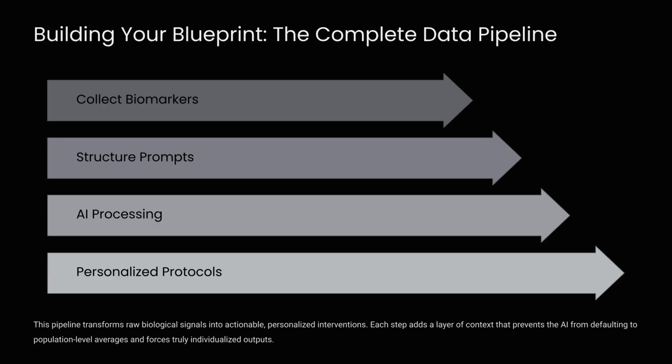Building your biological blueprint involves a complete data pipeline. It starts with collecting biomarkers, structuring prompts, AI processing, and generating personalized protocols. This process adds context, preventing the AI from defaulting to population-level averages.